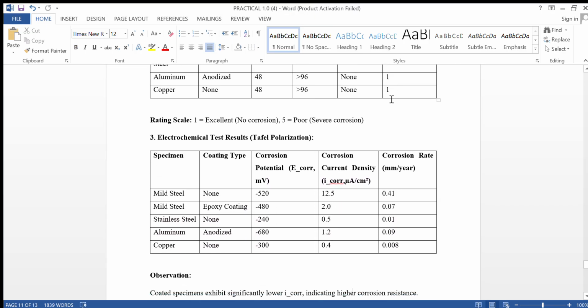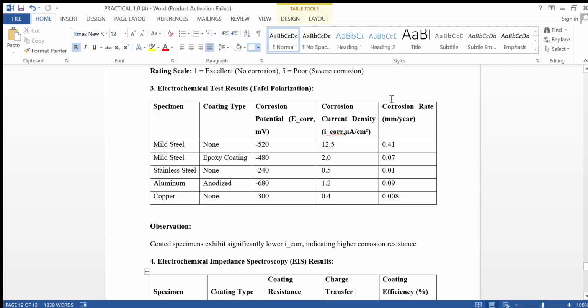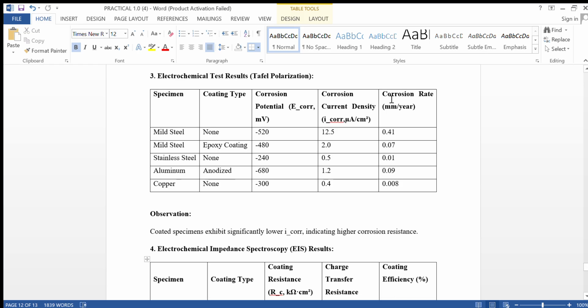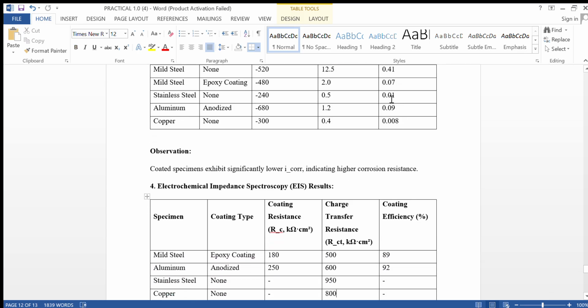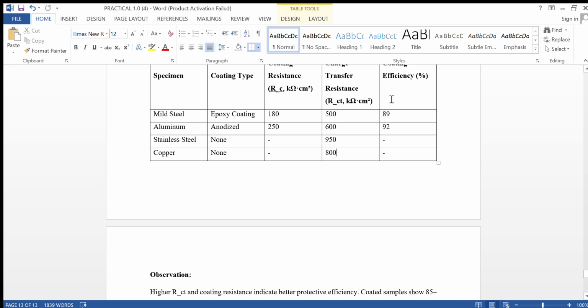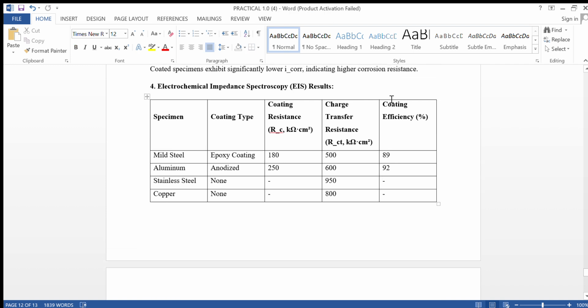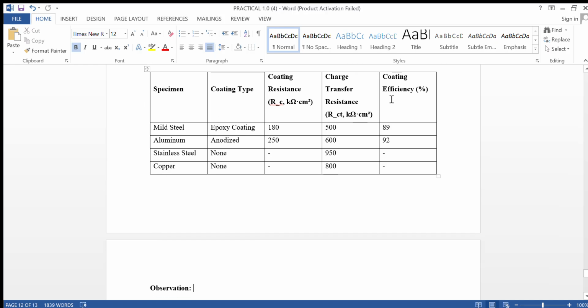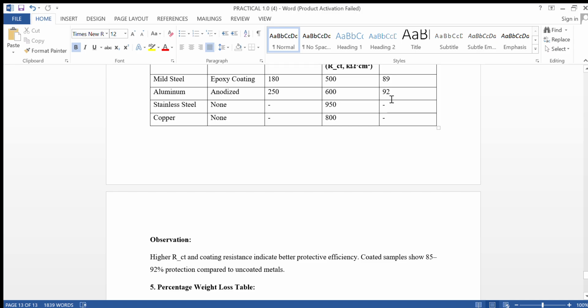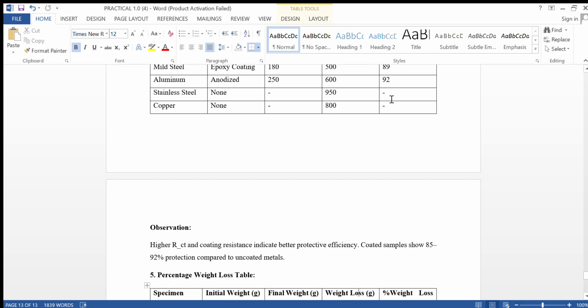Electrochemical test results. Observations show that coated specimens exhibit significantly lower I_corr, indicating higher corrosion resistance. Next is the result of electrochemical impedance spectroscopy, where we also draw the table of all the values. The observations show that higher R_CT and coating resistance indicate better protective efficiency. Coated samples show 85 to 92% protection compared to uncoated metals.